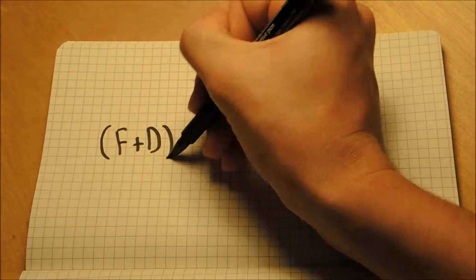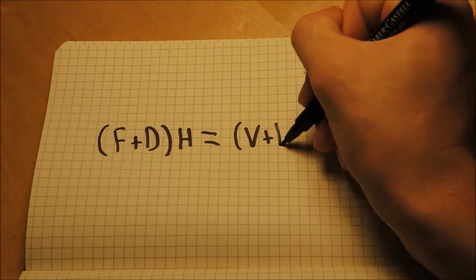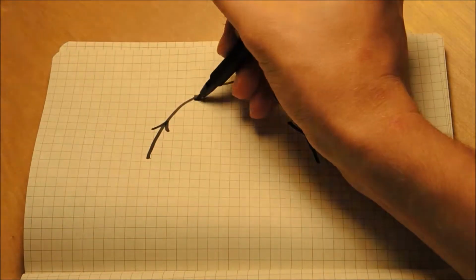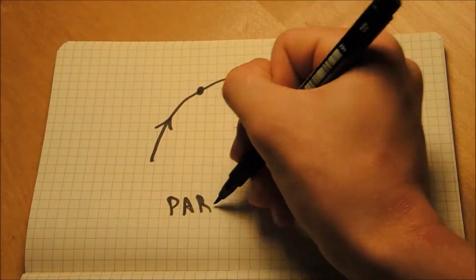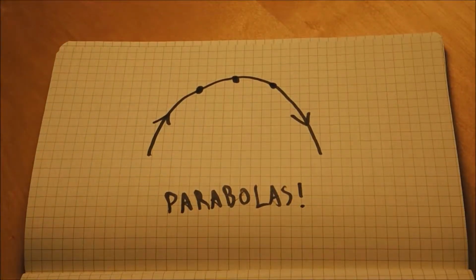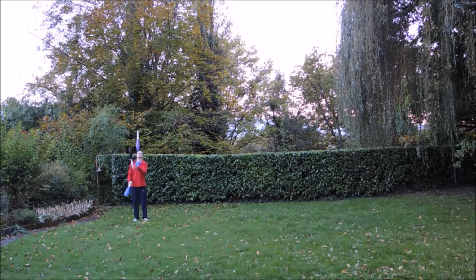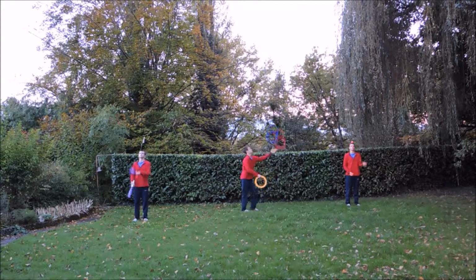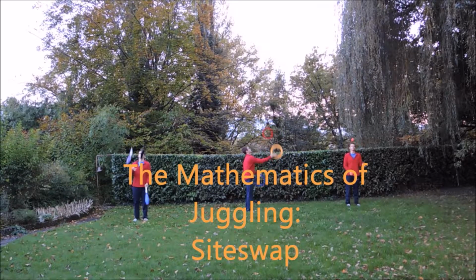I could talk about formulas that link the duration of throws to the number of balls to the number of hands. Or I could talk about the parabolas formed by the balls thrown by a juggler. But I'm not going to talk about either of those things. One of the most interesting links between mathematics and juggling has to do with juggling patterns. More specifically, how can you express a juggling pattern mathematically?